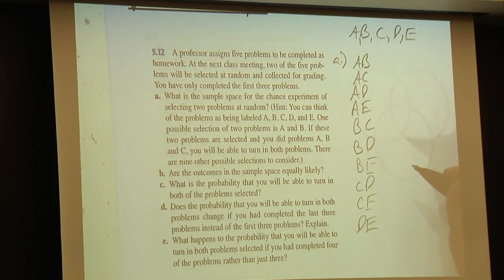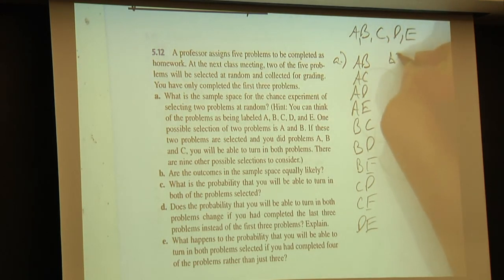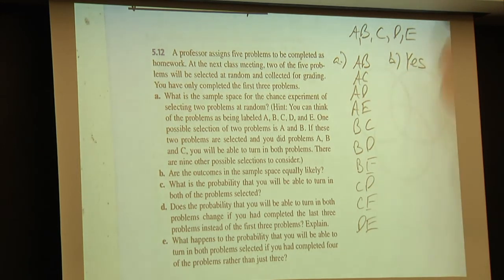So now in part B, they want to know, are the outcomes in the space equally likely? Yeah, they're equally likely because each of these problems has the same probability of being selected. He's just picking 2. Nothing has a greater chance of being selected over anything else. So all those are independent. So we're going to say yes for part B. They are definitely equally likely, all these choices.